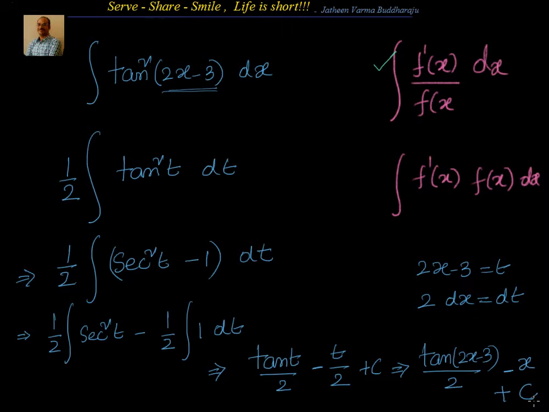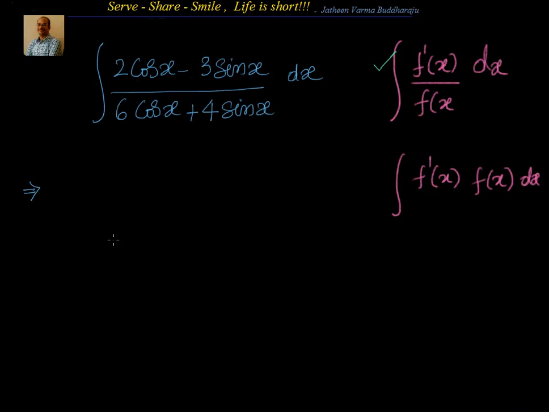So that's how we can integrate it. We'll repeat that. We don't know the integral of tan square t, but we know that the integral of secant square t is tan t. So we have written tan square t as secant square t minus 1. Then we have integrated them and we found the answer. We'll try one more example.